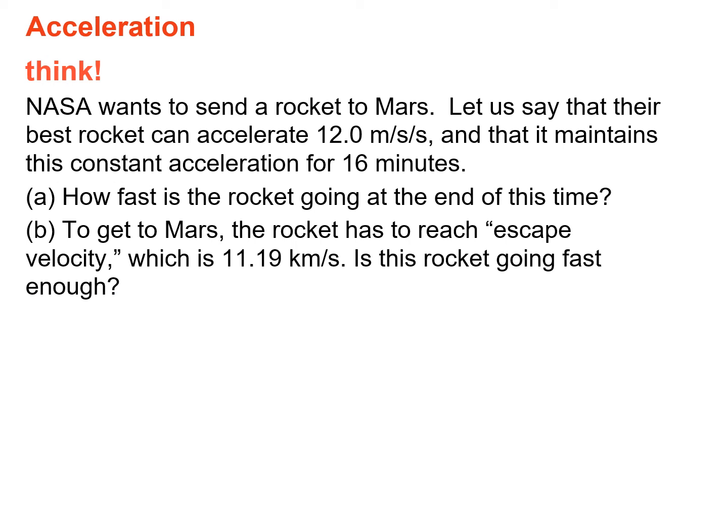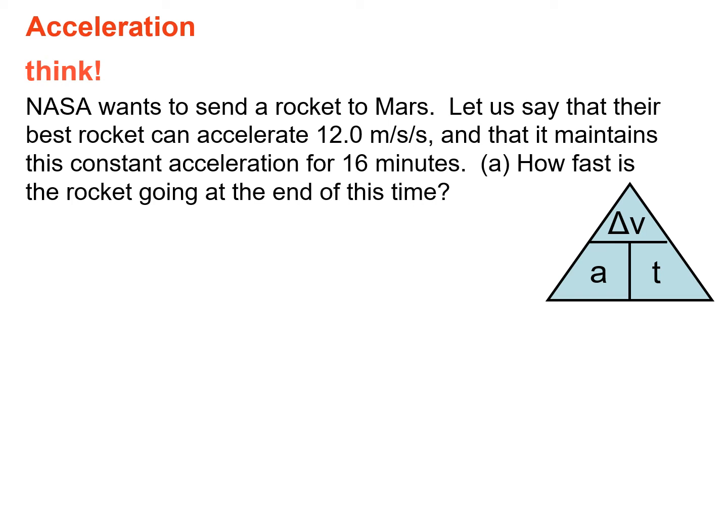Now let's try our hand at a little bit more complicated problem. NASA wants to send a rocket to Mars. Let's say that their best rocket can accelerate 12 meters per second per second, and that it maintains this constant acceleration for 16 minutes. How fast is the rocket going at the end of this time? In order to get to Mars, the rocket has to escape Earth's gravity. So it has to reach what's called an escape velocity of 11.19 kilometers per second. Is this rocket going fast enough to make it to Mars? Let's find out.